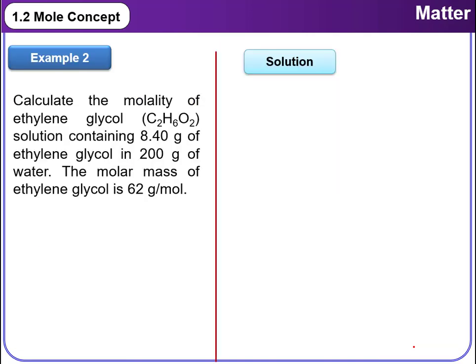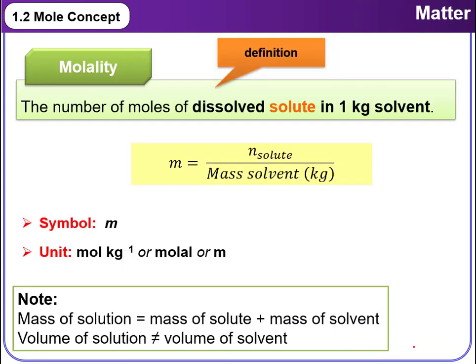Next is molality. So molality is something new for you, right? Okay, let us look at the definition of molality first. What is molality? For molality, we still have to consider the number of moles of dissolved solute, but this time it is per kilogram of solvent. Solvent usually will be water. So you have to determine the mass of solvent, which is water, in kg.